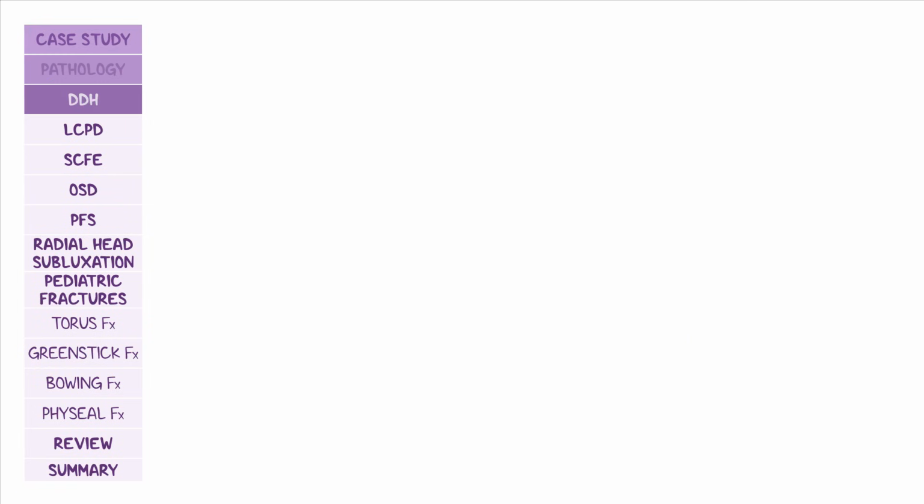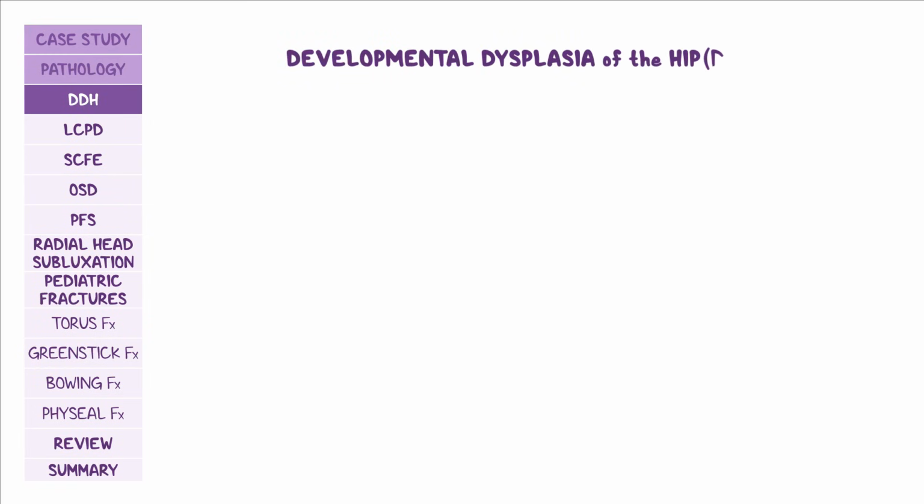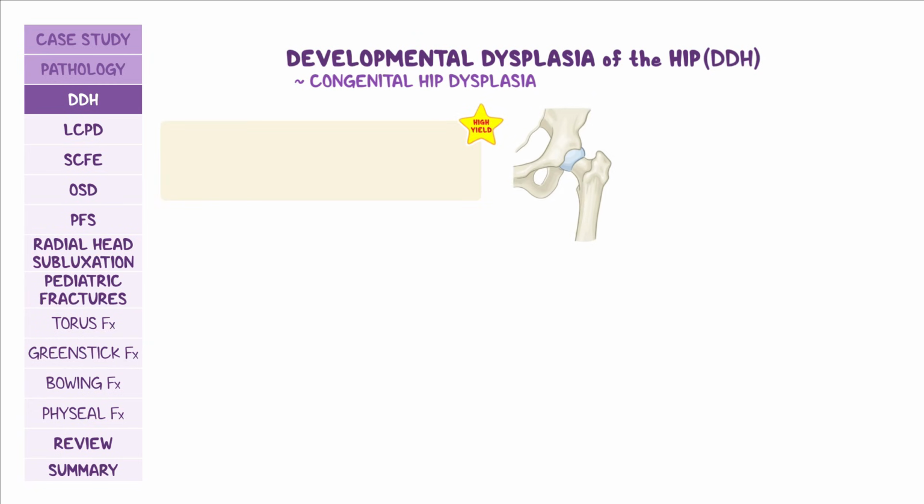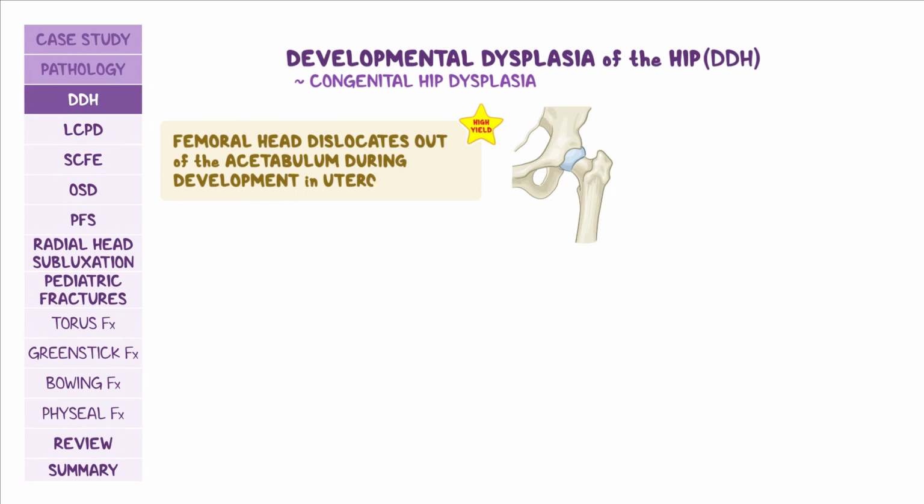Okay, let's start with developmental dysplasia of the hip, or DDH, which is also known as congenital hip dysplasia. In DDH, the femoral head dislocates out of the acetabulum during development in utero.